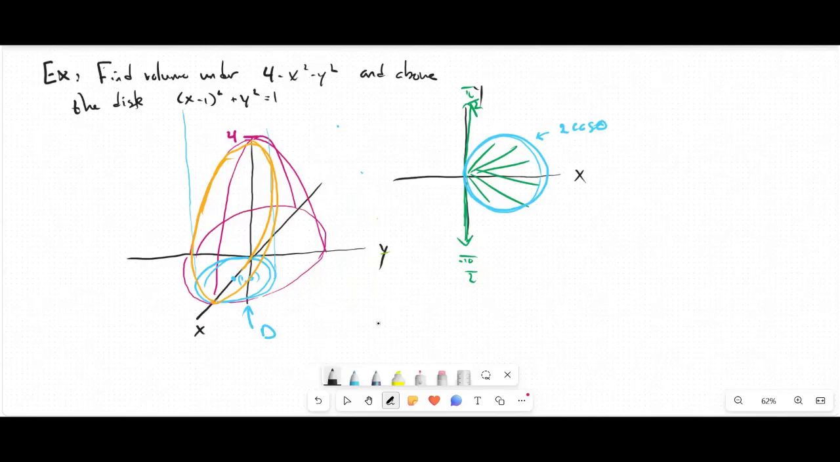But let's prove this. So that blue circle there is x minus 1 squared plus y squared equals 1, which is x squared minus 2x plus 1 plus y squared equals 1. The ones cancel. You get x squared plus y squared equals 2x.